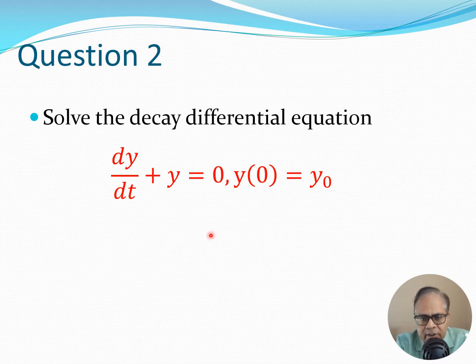Now if I simply change the sign from minus to plus, I get this differential equation, and this actually is the decay differential equation: dy by dt plus y equal to 0. Y0 is y subscript 0.